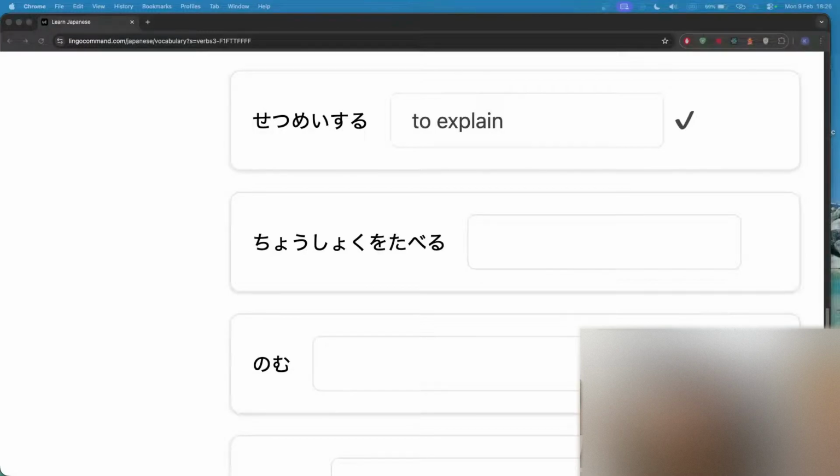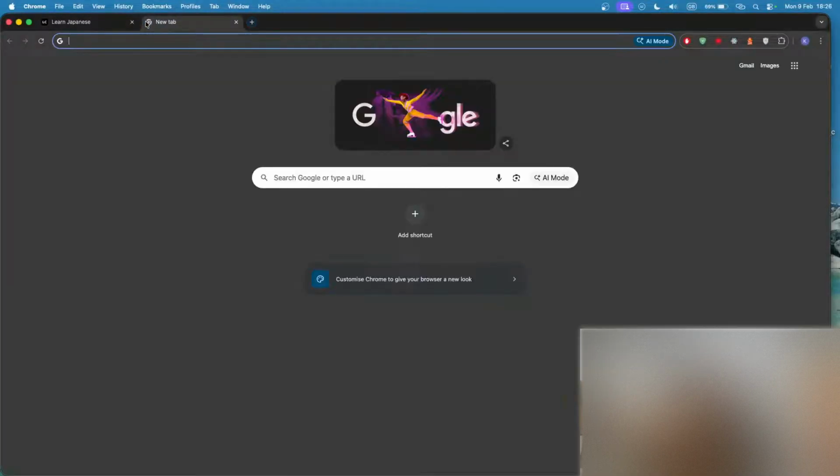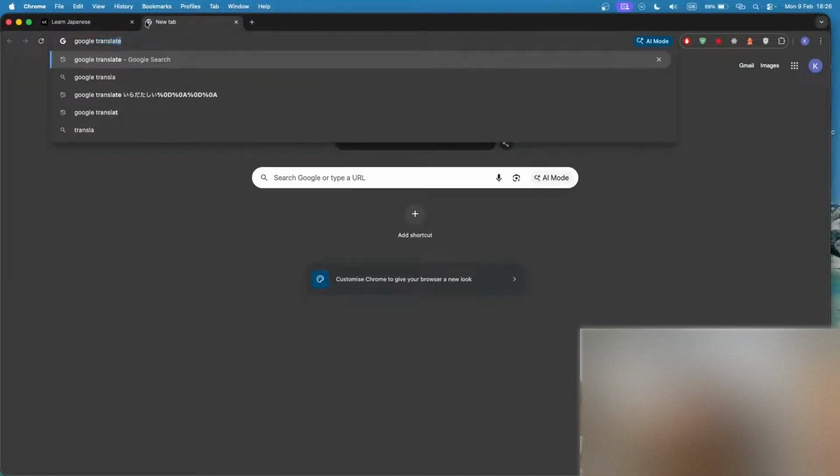I'm not quite sure what the kanji here means, so I'm just gonna put that in Google Translate. But I see sokon and then it's tenet. So let's put this in Google Translate so I can see what this means.